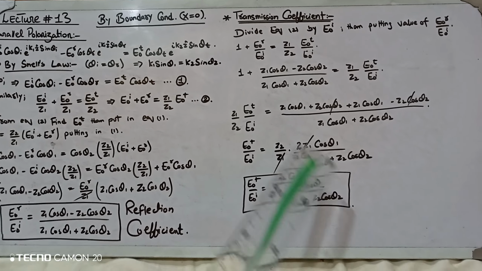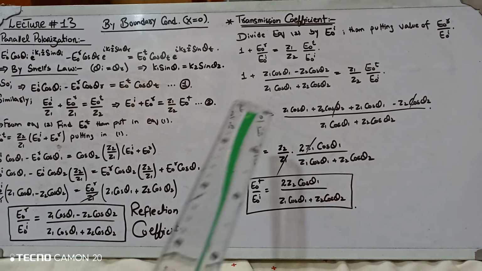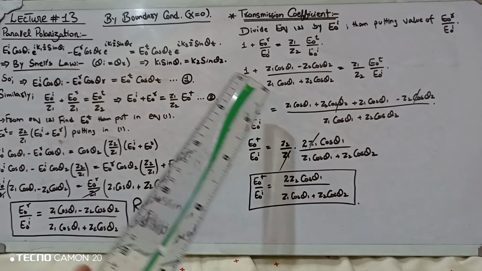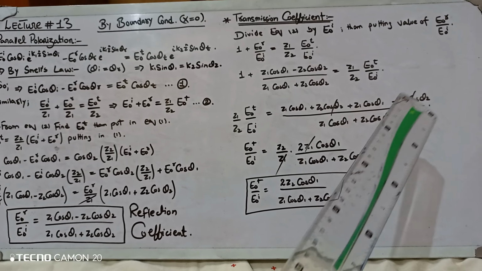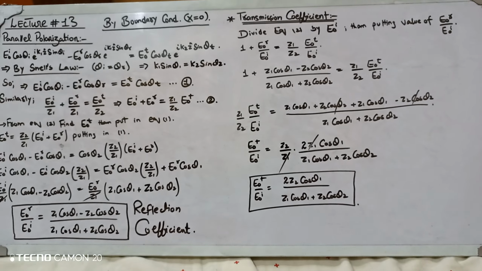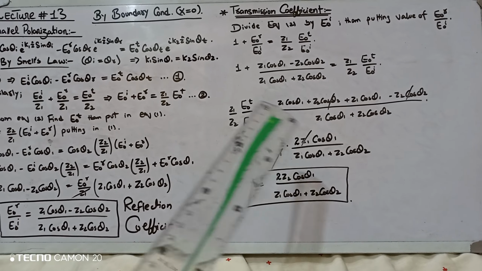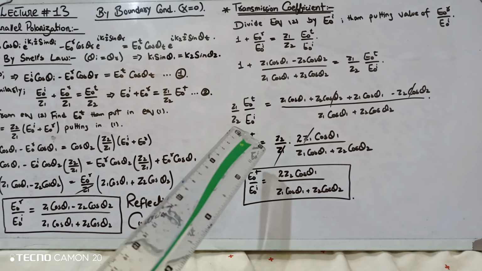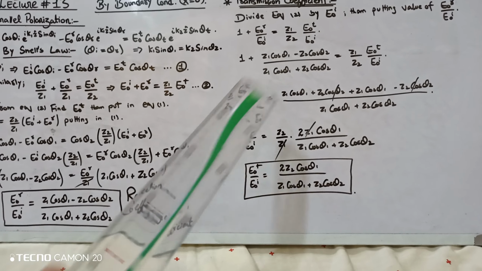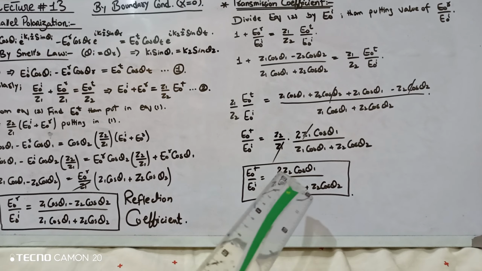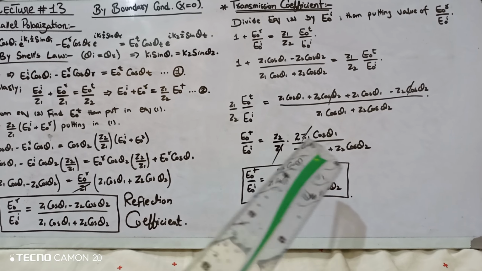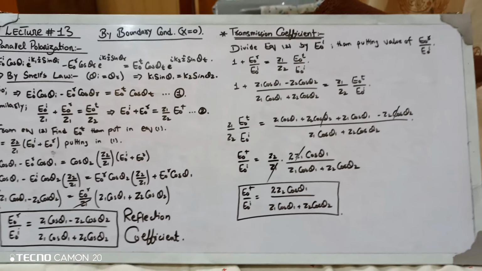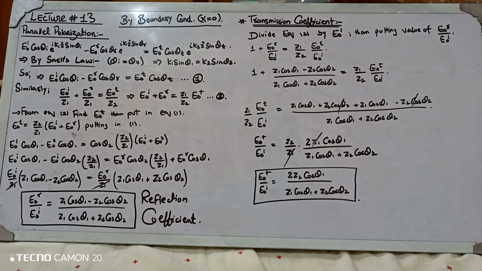Now you have to take the LCM. So Z1 cos theta 1 plus Z2 cos theta 2 is the LCM. This multiplies by 1, so this plus this as it is. So minus Z2 cos theta 2 cancels with plus Z2 cos theta 2. You will only be left with Z1 cos theta 1 plus Z1 cos theta 1, so it becomes 2 Z1 cos theta 1. And this Z1 by Z2, when it goes to the other side, becomes Z2 by Z1. So Z1 cancels with Z1, and it becomes 2 Z2 cos theta 1 divided by Z1 cos theta 1 plus Z2 cos theta 2. So this is the transmission coefficient.